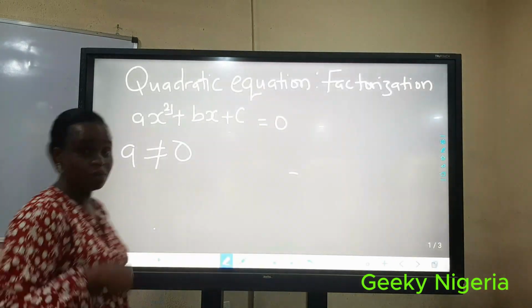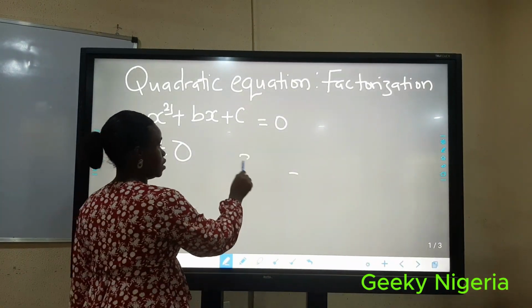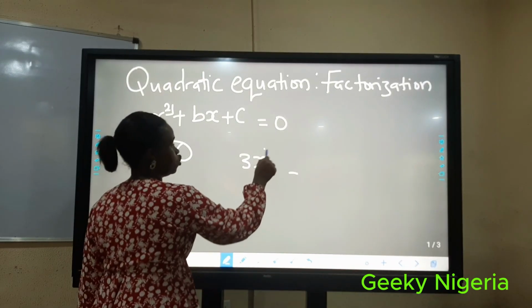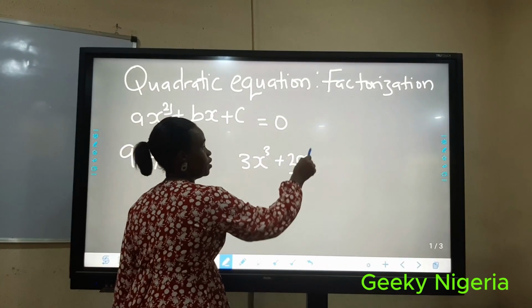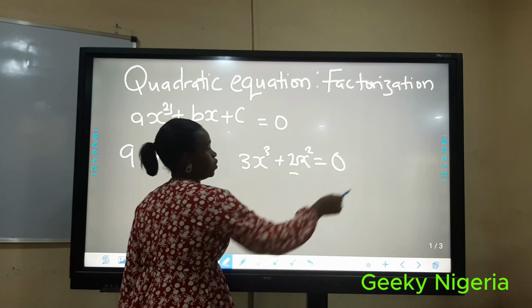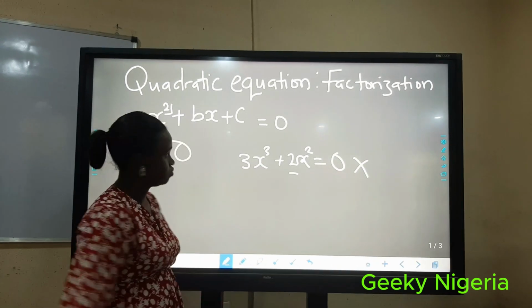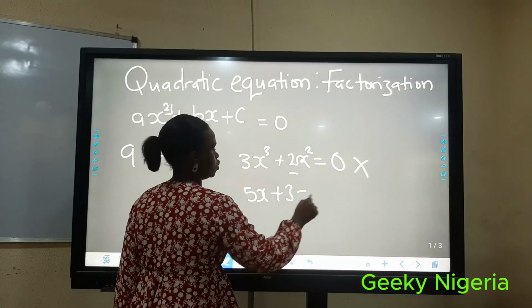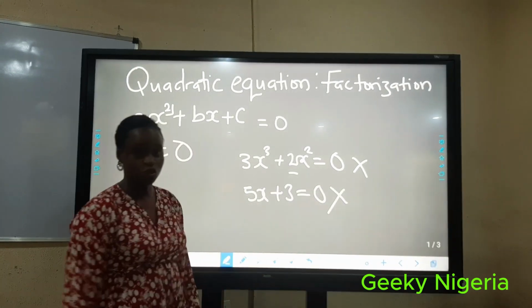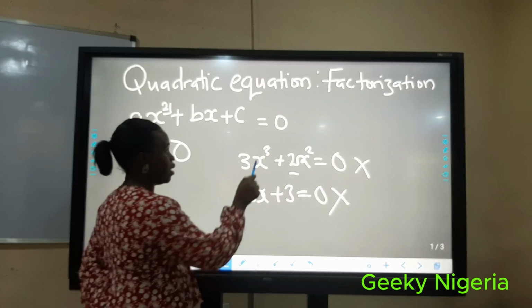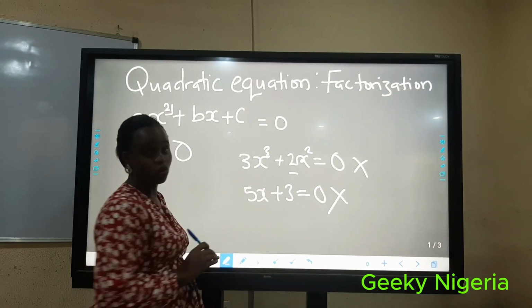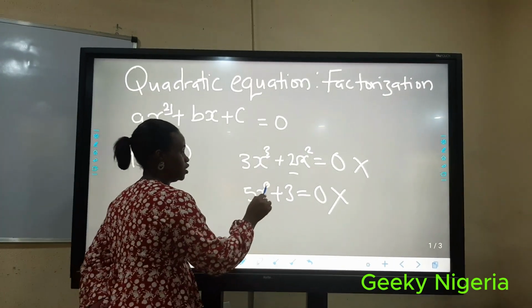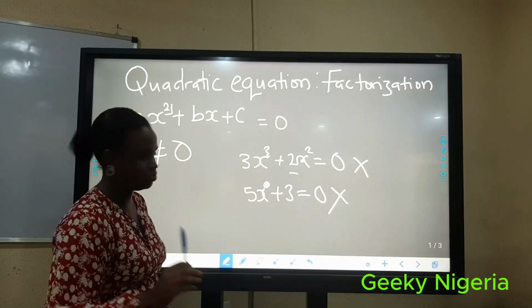So it means if I'm given an equation like this, 3x cubed plus 2x squared equals 0, it's not a quadratic equation. Also, 5x plus 3 is equal to 0 is also not a quadratic equation. Why? Because our highest exponential here is more than 2, and our highest exponential here is not up to 2.